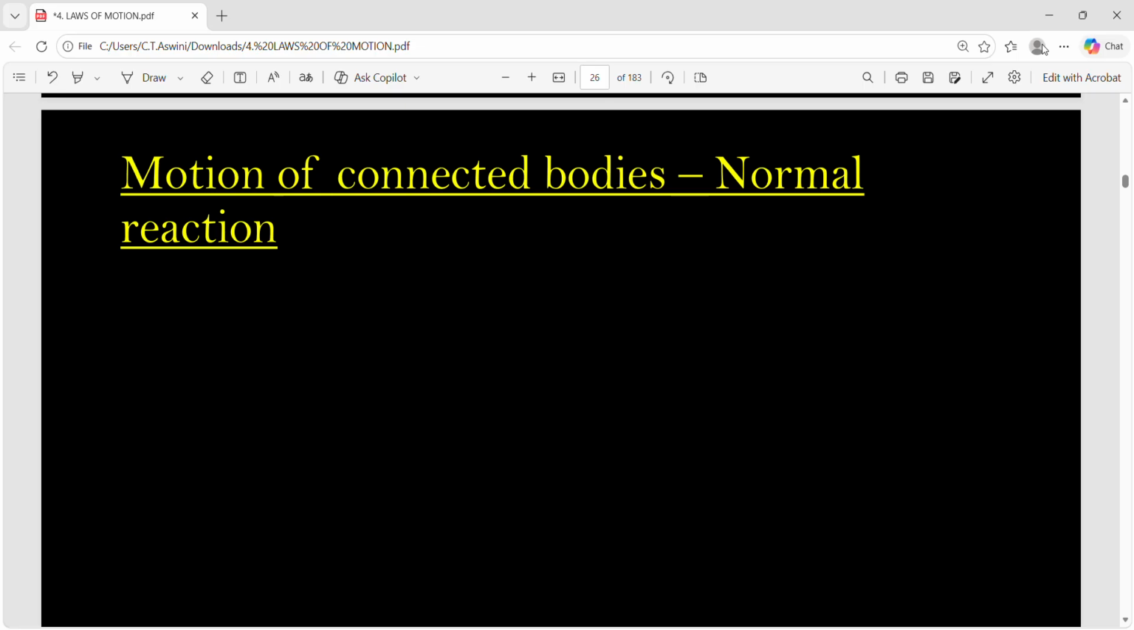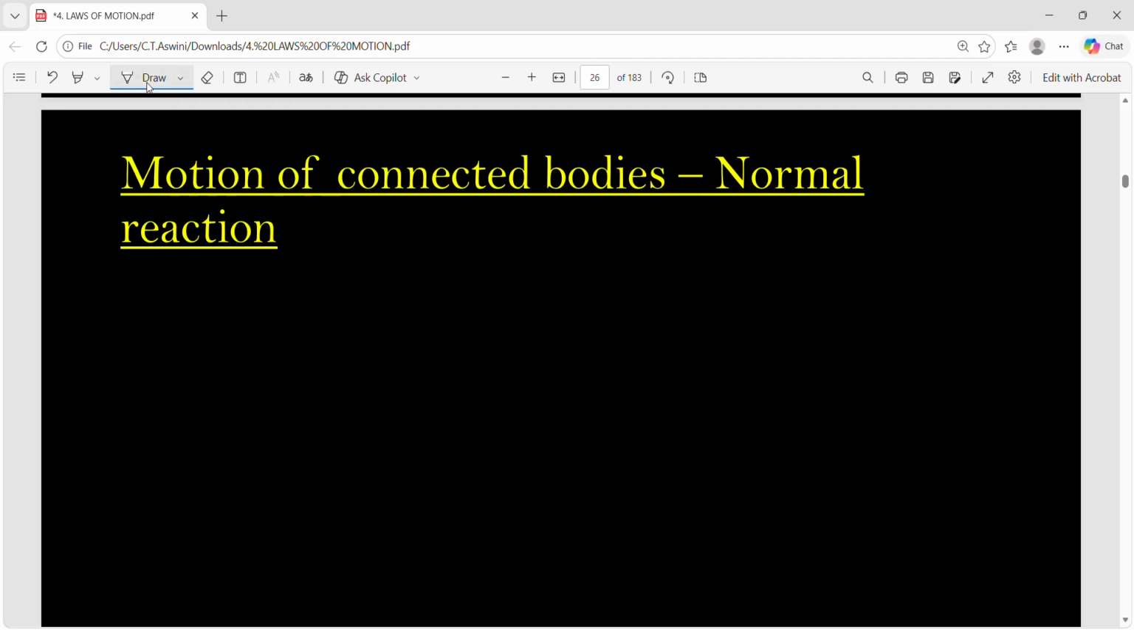Next, we will move to constrained motion, where motion of one body affects the motion of another due to strings, rods, etc. And finally, we will learn about impulse and change in momentum, which explains what happens during collisions and sudden forces. So stay focused till the end because today's session will strengthen your concepts and boost your confidence in solving numericals. So we'll begin our session, motion of connected bodies.